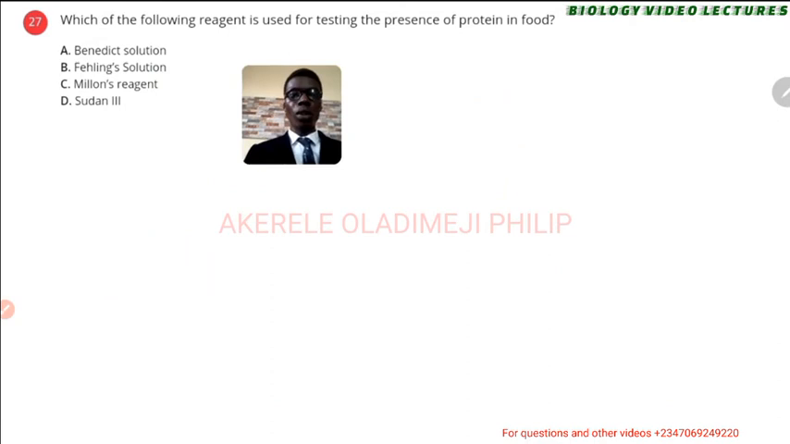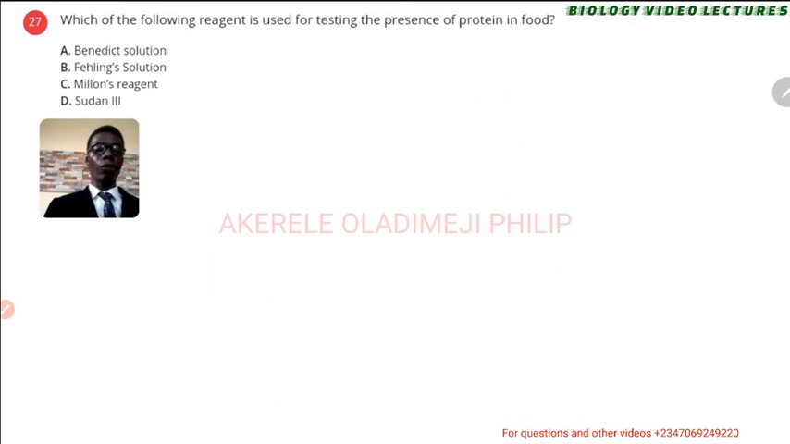Which of the following reagents is used for testing the presence of protein in food? Benedict's solution is for simple sugar, Fehling's solution is for sugar. Millon's reagent is used to test for protein in food. So that's the answer, while Sudan III is used to test for fat.